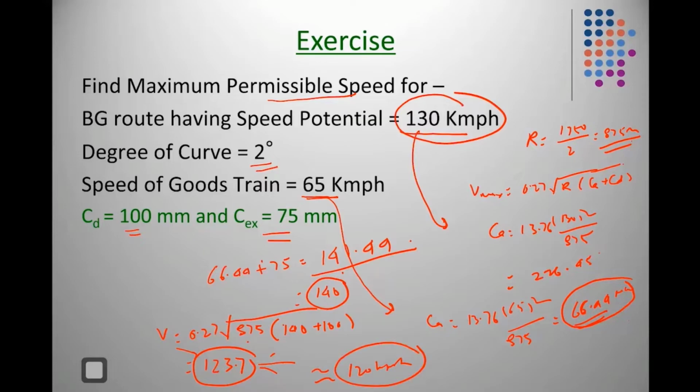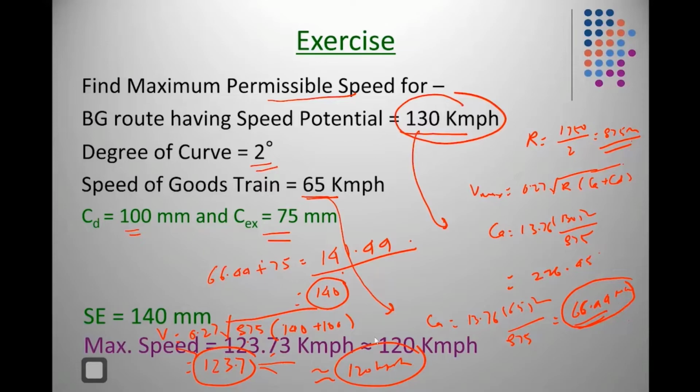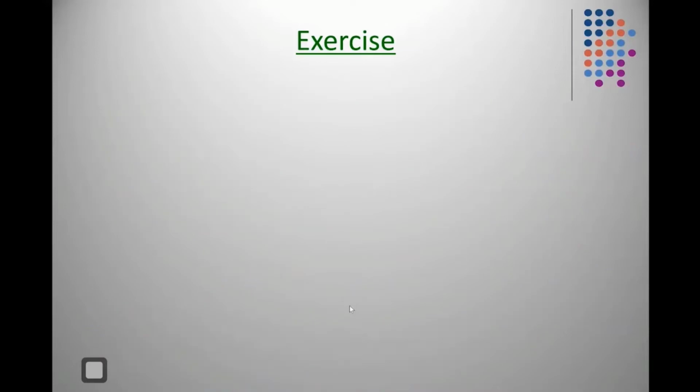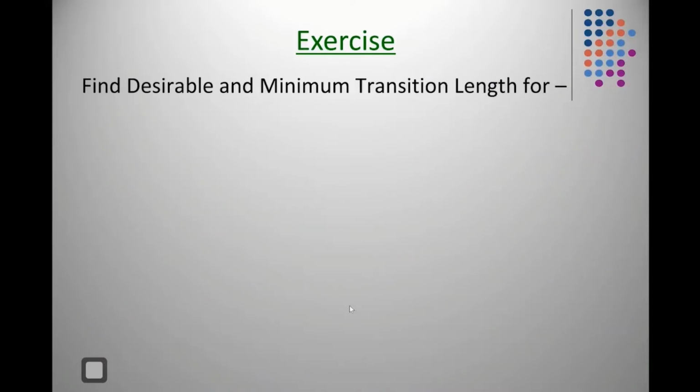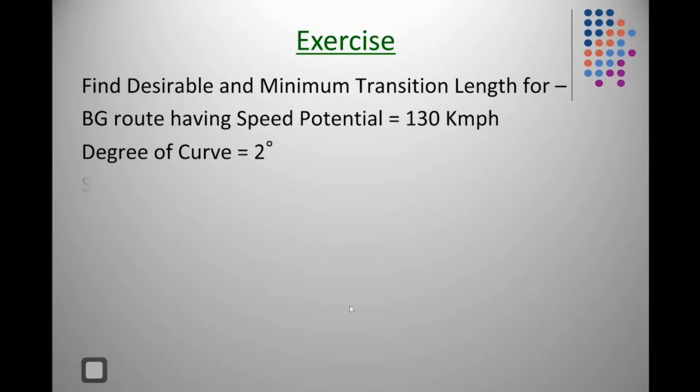ठीक है ना? So this is first part. This is what I am going to get. So my super elevation required 140. As we can see, this is 140, and maximum speed I can permit is 120 kmph. So this is first part of the exercise. Second part is ट्रांजिशन लेंथ मुझे अब कितना प्रोवाइड करना है इसी कर्व के लिए. मैंने देखा कि मेरी स्पीड पोटेंशियल इतनी है 130, सेम डिग्री ऑफ कर्व, स्पीड ऑफ गुड्स इज दिस मच.